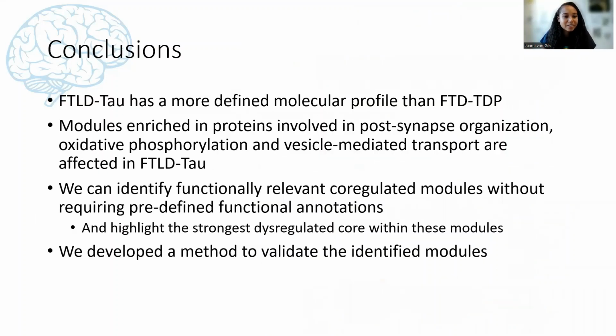So in conclusion, we see that FTLD tau has a more defined molecular profile than the TDP group. And we can find these different modules that are enriched in biological functions that seem relevant for brain disease. So we really have some meaningful findings here. We can also highlight the strongest dysregulated core in each of the modules that we find. And finally, we developed a method to validate the identified modules.